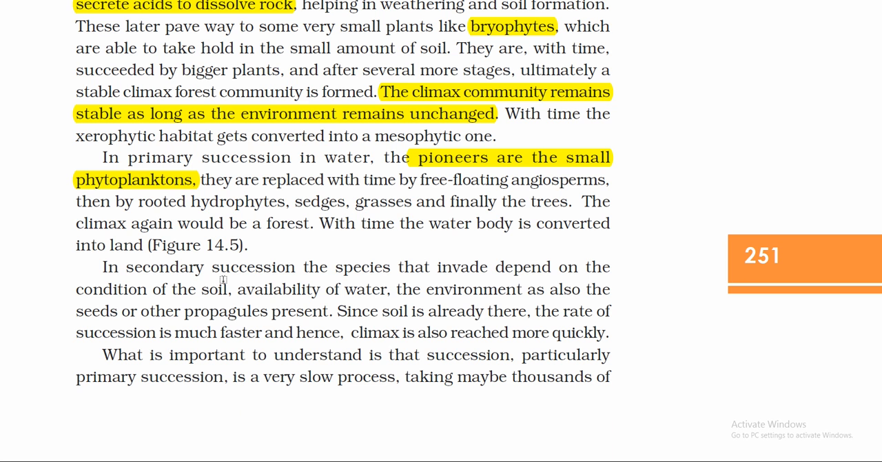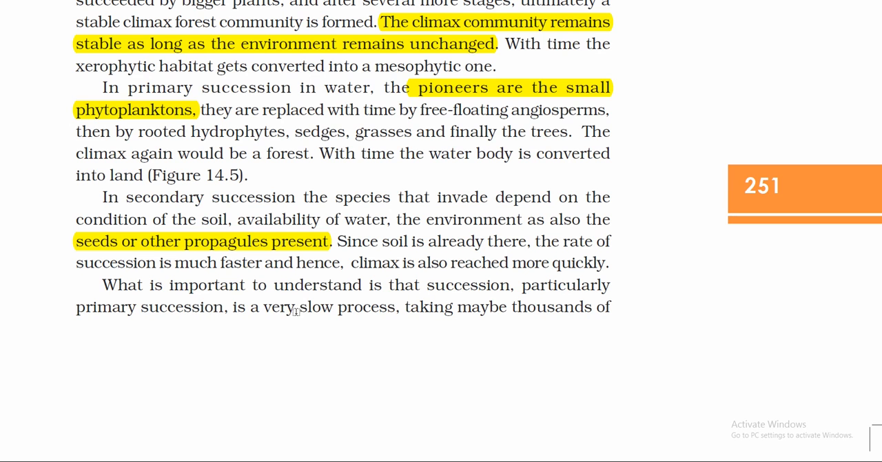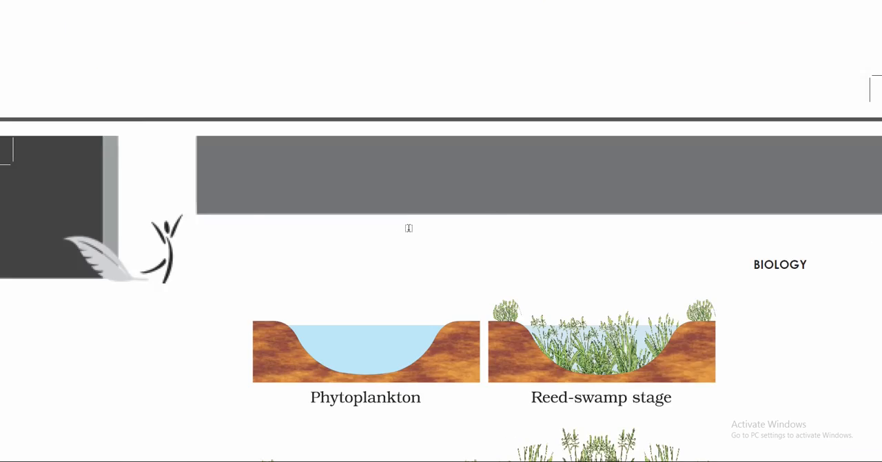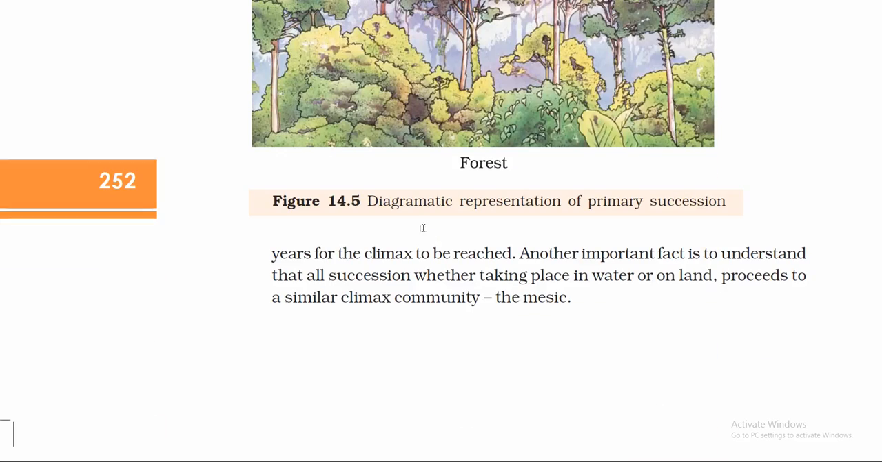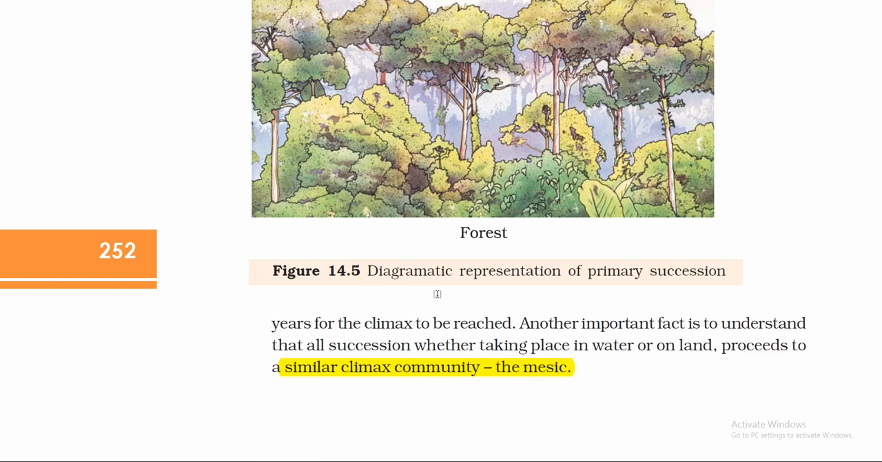In secondary succession, the species that invade depend on the condition of the soil, availability of water, the environment, as also the seeds or other propagules present. Since soil is already there, the rate of succession is much faster, and hence climax is also reached more quickly. What is important to understand is that succession, particularly primary succession, is a very slow process, taking maybe thousands of years for the climax to be reached. Another important fact is that all succession, whether in water or on land, leads to a similar climax community, the mesic.